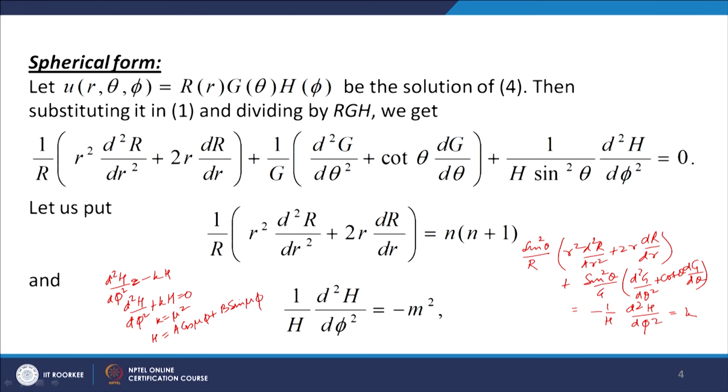Like what I have written here, 1 over h d square h over d phi square equal to minus m square. So, you take k to be mu square, then you get this solution. For this solution, what we will need is that because the potential is a single valued function, h of phi plus 2 pi should be equal to h of phi. Here I have written mu, but here it is m. So this mu, or you can say m, must be an integer.